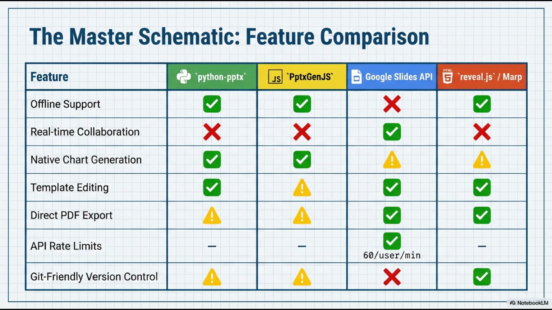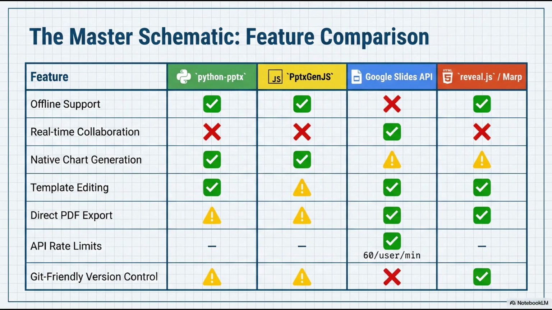Python and JavaScript libraries can generate PPTX files, but converting them to PDF often involves an extra step or tool, hence the warning. A significant consideration for heavy automation with the Google Slides API is API rate limits, which can cap your generation throughput. The other solutions, being local or self-hosted, don't face this constraint.